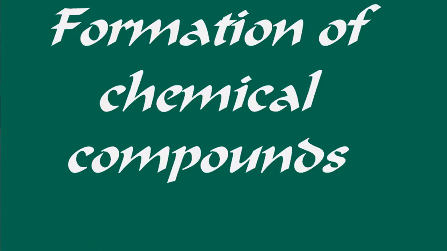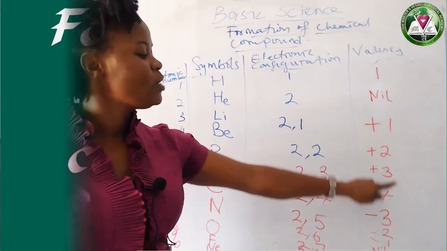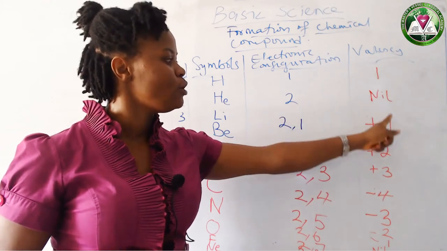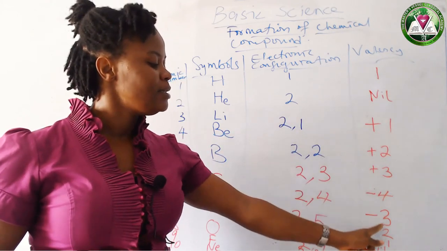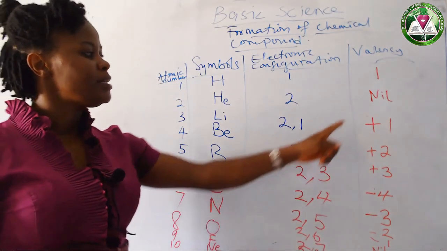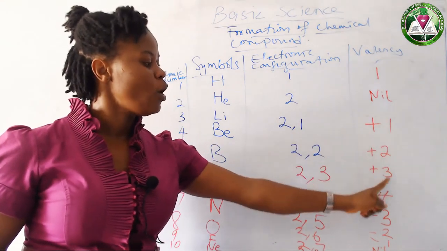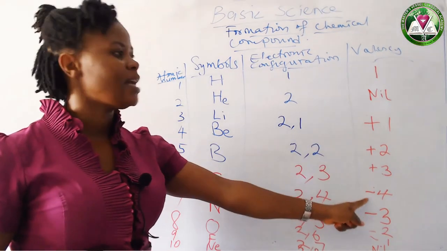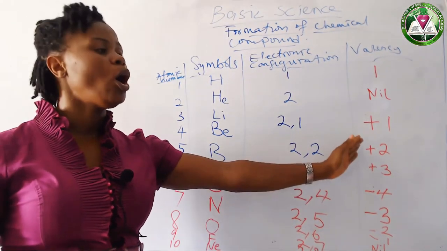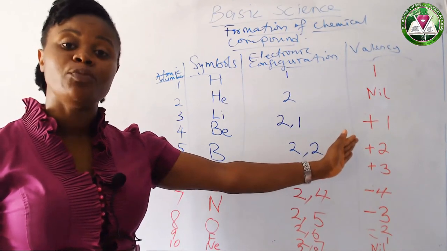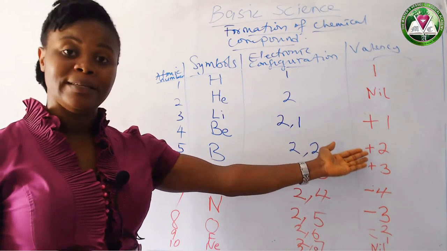So all these numbers you are seeing here is what we refer to as the valency. This is the valence electron of the element. These are the valence electrons of these elements. Now, this plus and minus sign you are seeing here is what we call the ion. Ions are the charges possessed by an element.